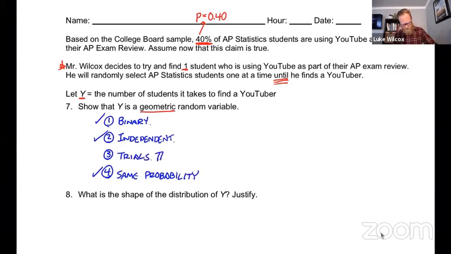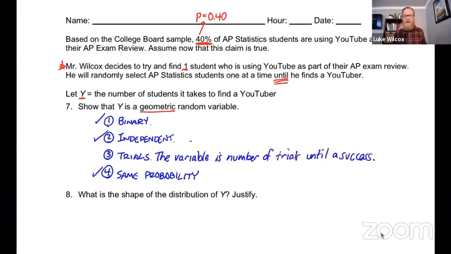And what it says is that the thing we're measuring here, the variable, is the number of trials until a success. So we do not have a fixed number of trials here. We are looking for the number of trials until we get that first success. And so this right here is the condition that makes a geometric random variable different than a binomial random variable.